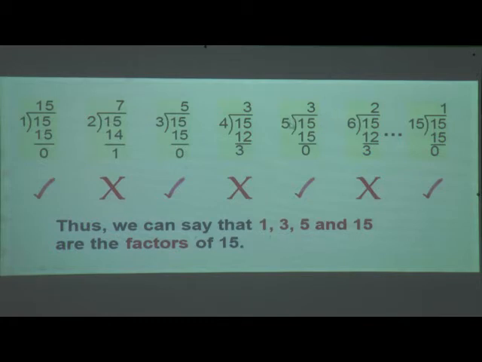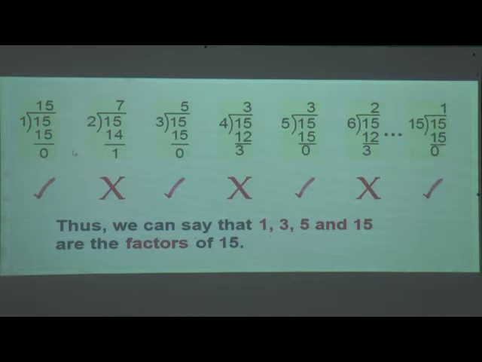15 divided by 5, 5 3s are 15, 15 minus 15 is 0. 15 divided by 6, 6 2s are 12, 15 minus 12 is 3. So, here we are getting the remainder 3. So, it is not a factor of 15. And the last is 15. 15 divided by 15, 15 ones are 15. 15 minus 15, the remainder is 0.